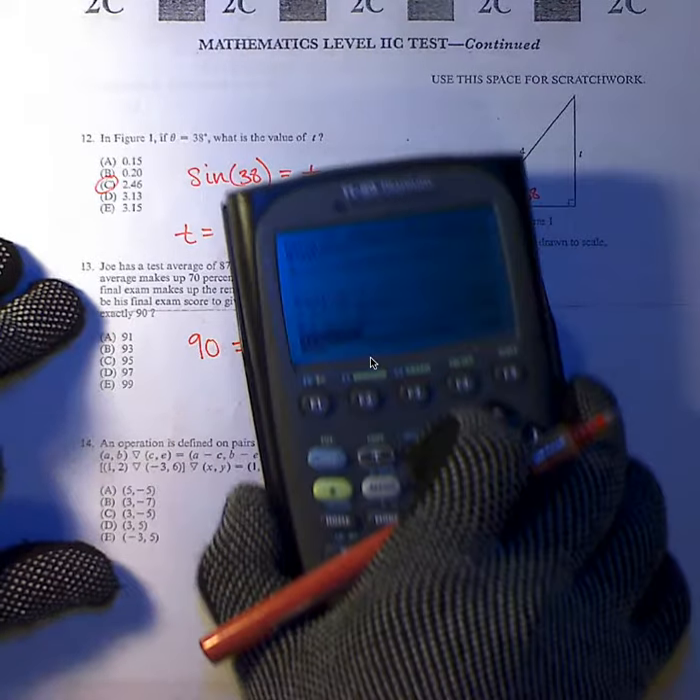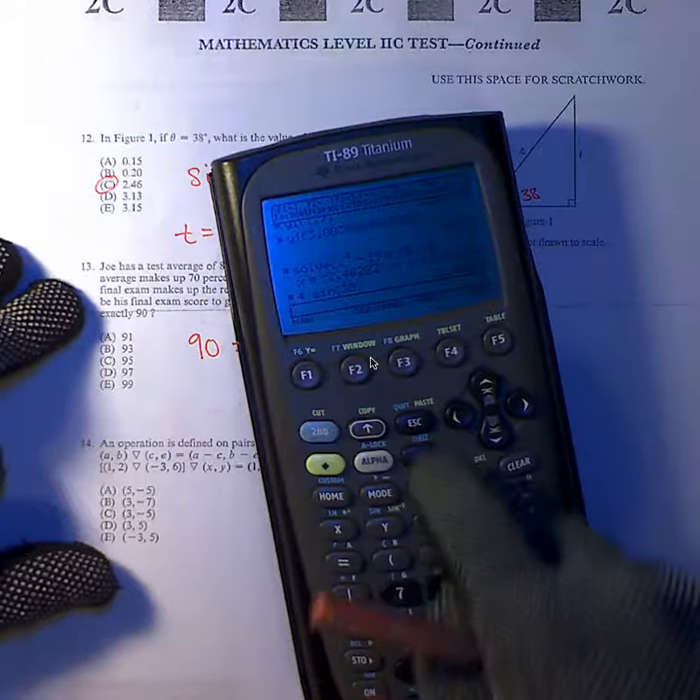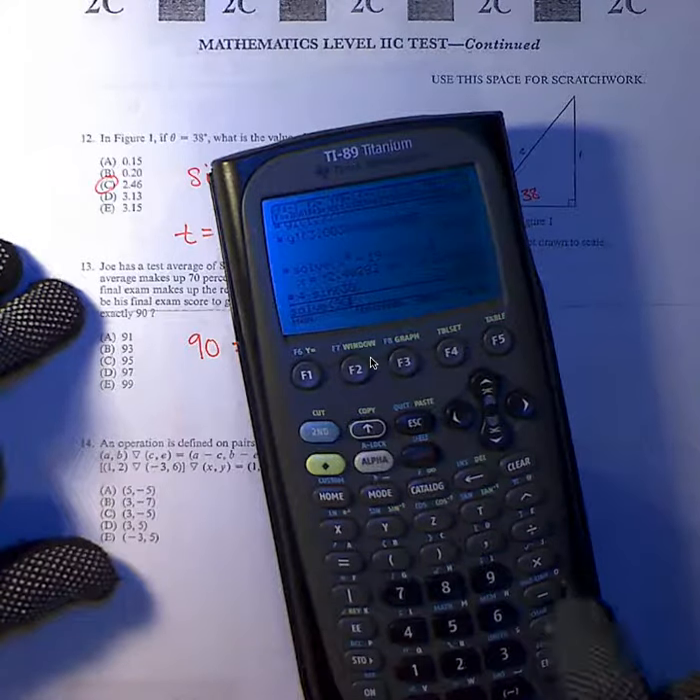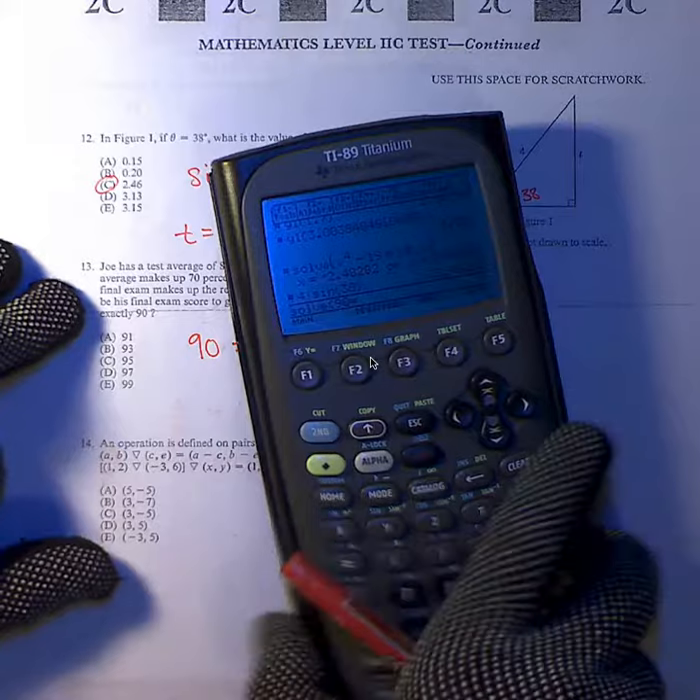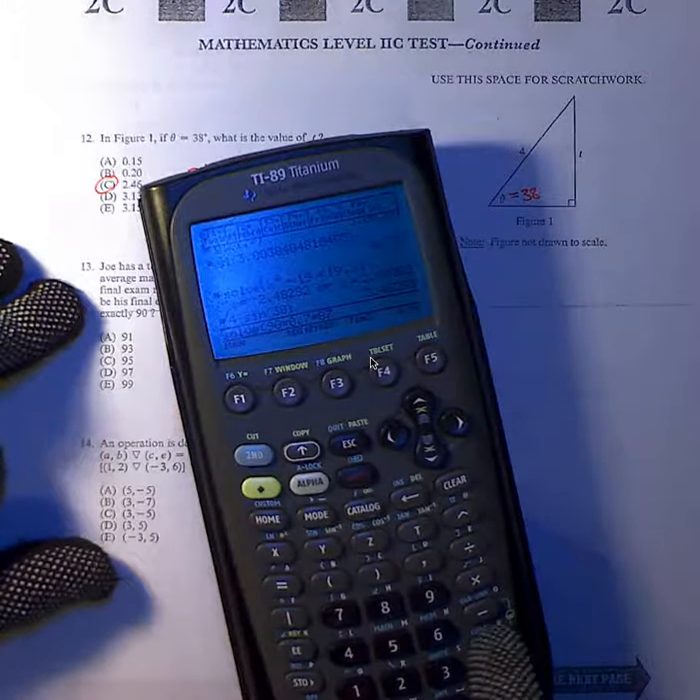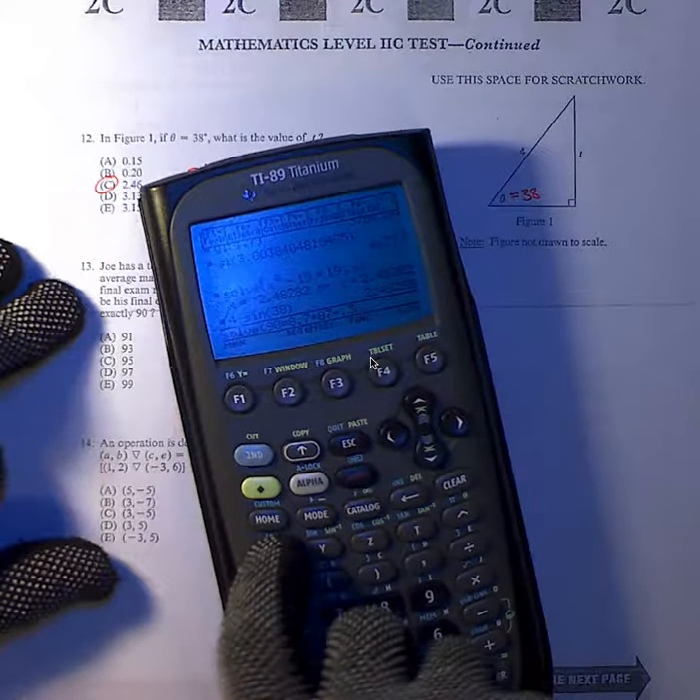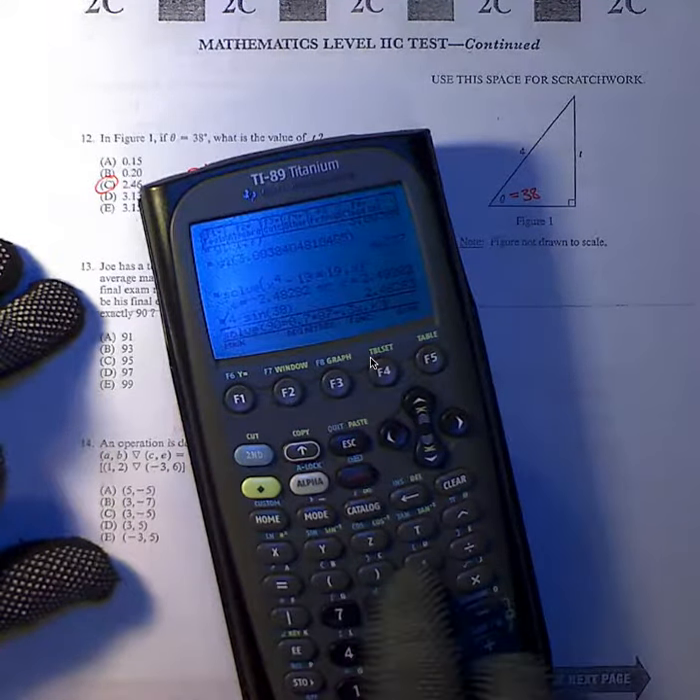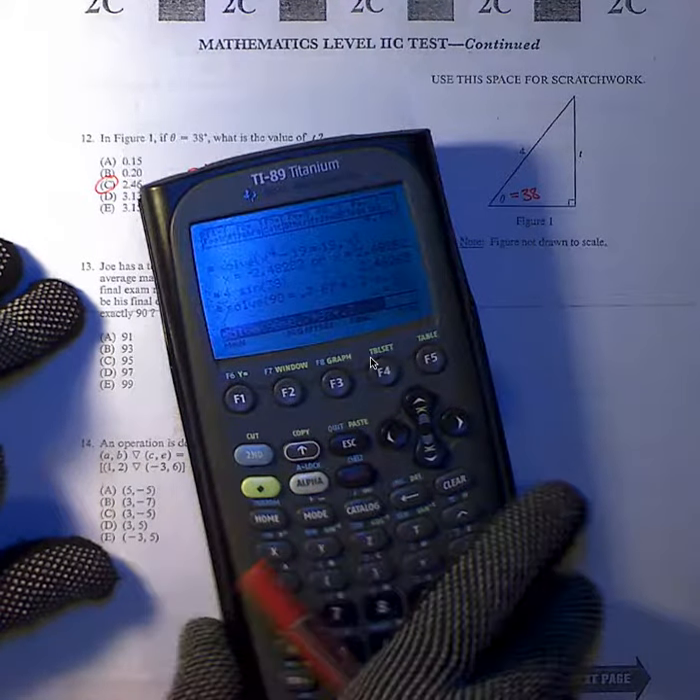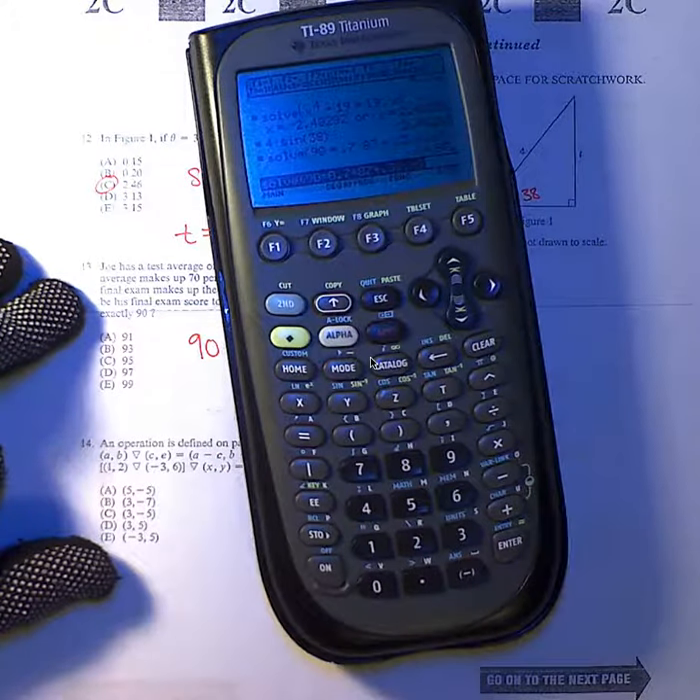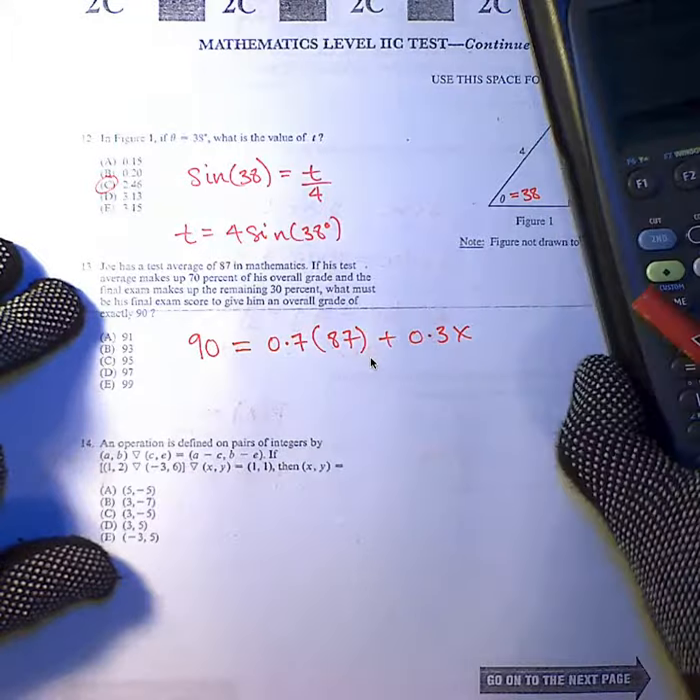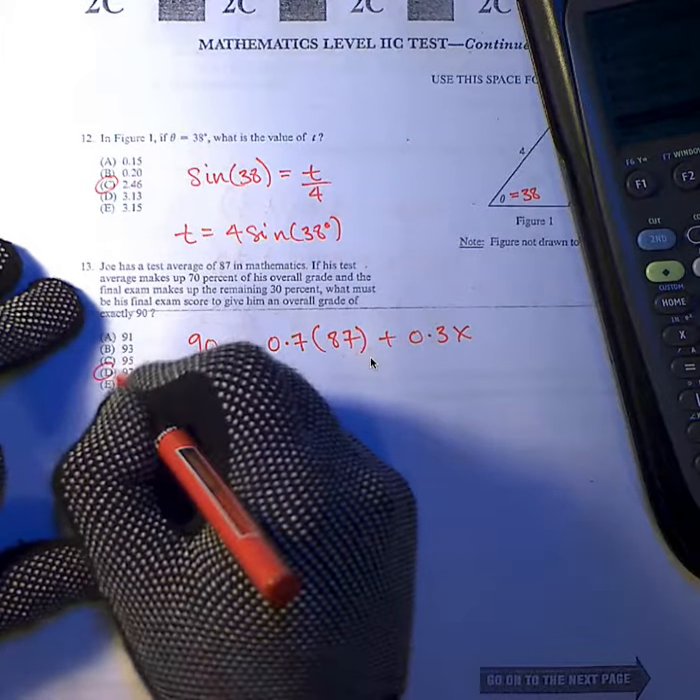We just have to solve this simple linear equation. How am I going to do it? You guessed it, F2 solve. So 90 equals 0.7 times 87 plus 0.3x, and then comma x. That's what we're solving for. Hit enter. And what does that give me? I'll scoop my calculator up next time so you can see every button I'm pressing, but that gives me x equals 97. Nice. So there we are.